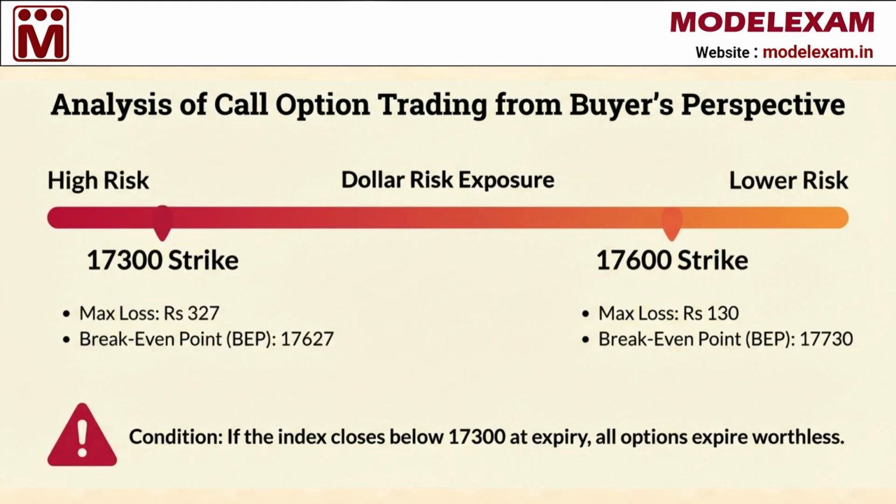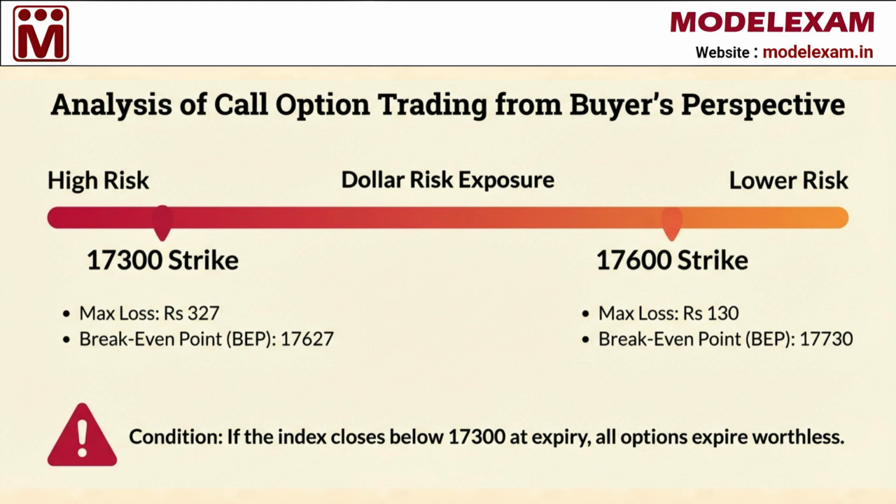When we look at risk exposure, different strikes offer different balances. The 17,300 strike is considered high risk because it has a higher upfront cost with a max loss of 327 and a break-even point of 17,627. On the other hand, the 17,600 strike has a lower risk with a max loss of only 130, but its break-even point is much higher at 17,730. One important thing to remember is that if the index closes below 17,300 at expiry, all of these options will expire worthless.